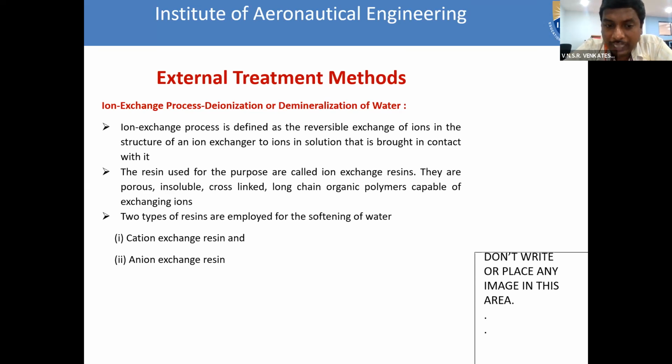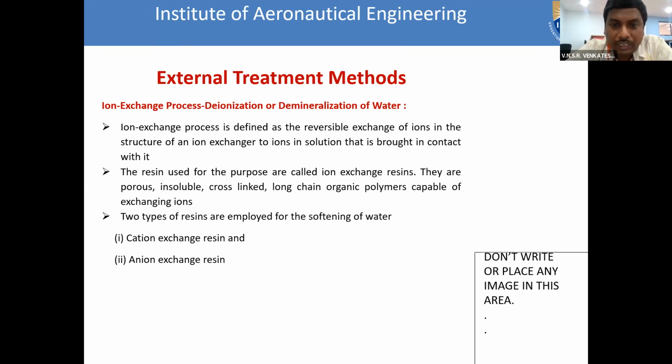So for the cations we use the cation exchange resin. For the anions we use the anion exchange resin. That's why this resin is mainly classified into two types: one is cation exchange resin, and the second one is anion exchange resin.